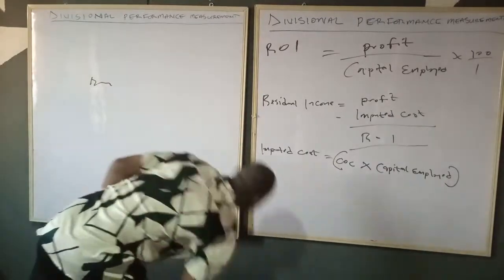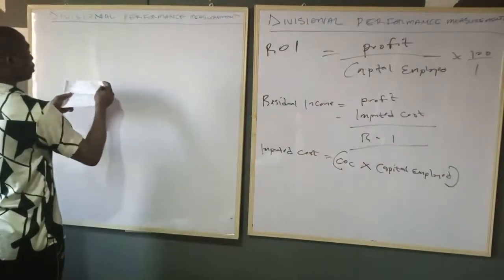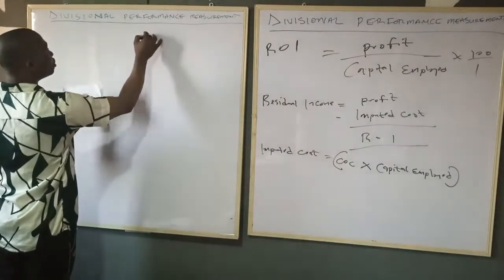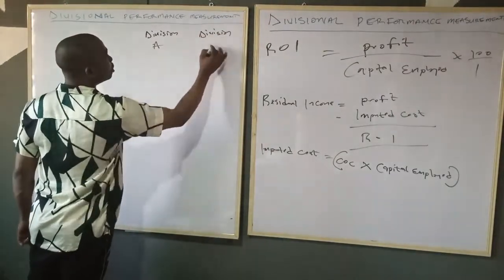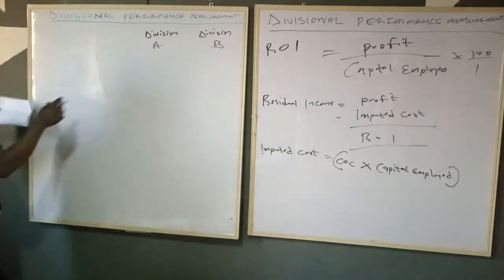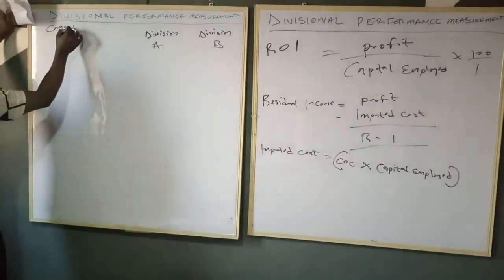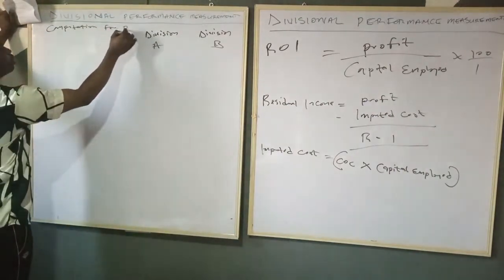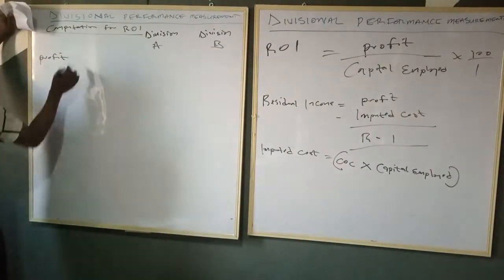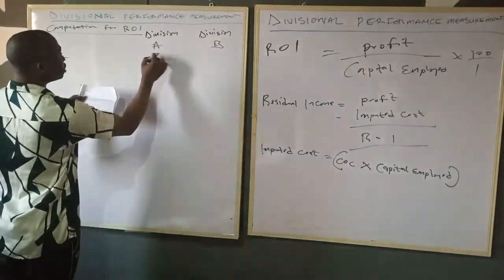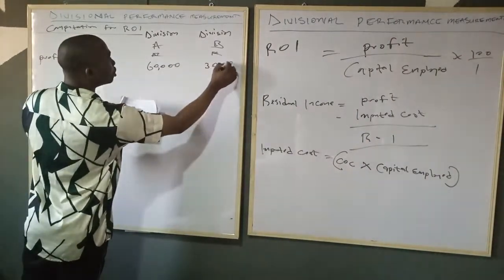On this particular question one that we want to solve, we've gotten our formula like that. So we say we have division A and we have division B. Now the next thing we want to do is the computation for return on investment. Now we have division A and we have division B. Now the profit. We were given profit directly, which is 60,000 and 30,000 for division B.